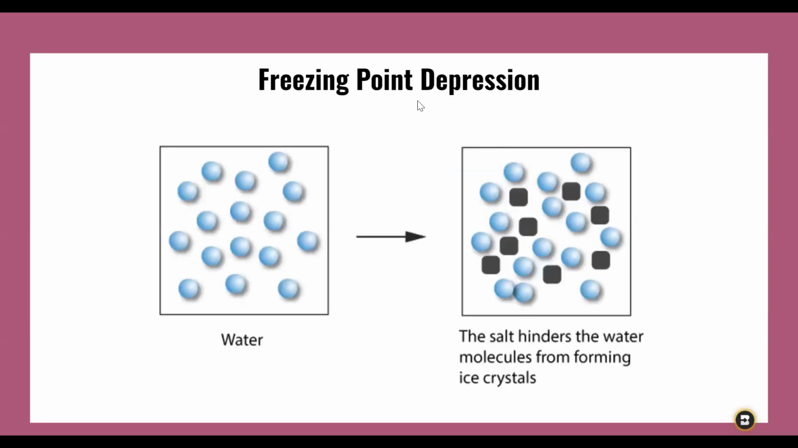Now, freezing point depression. Pure water will freeze here, but when you add salt, it will hinder the water molecules from forming ice crystals. So that's what freezing point depression is. This salt will hinder the water molecules from coming together to freeze. Therefore, it causes freezing point depression.